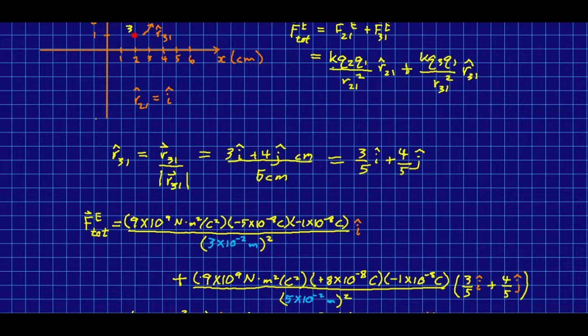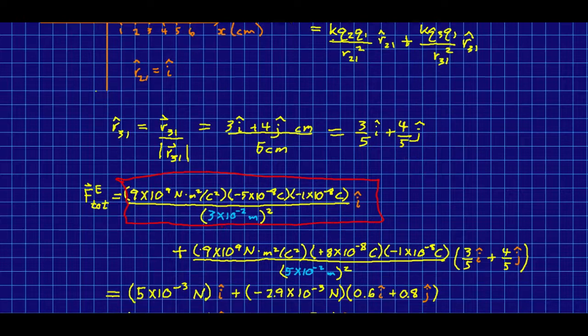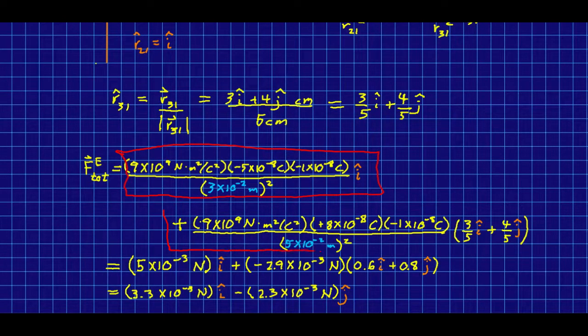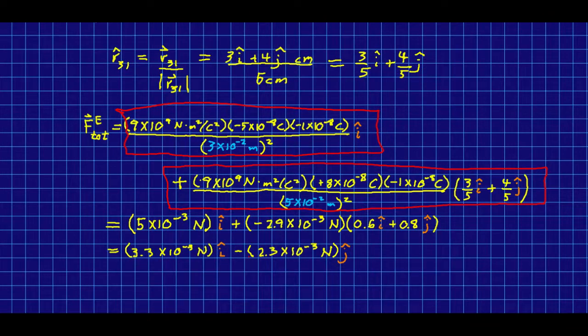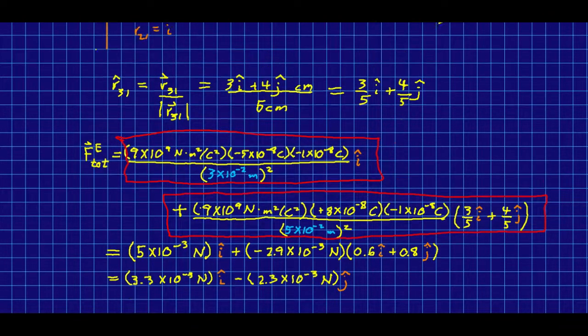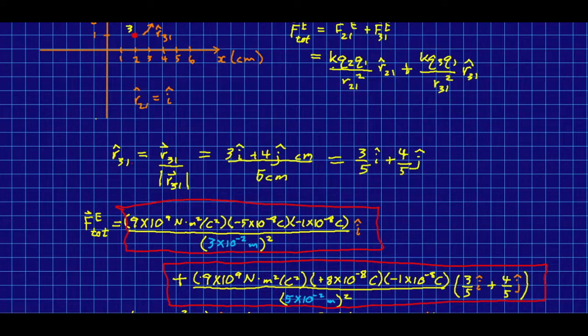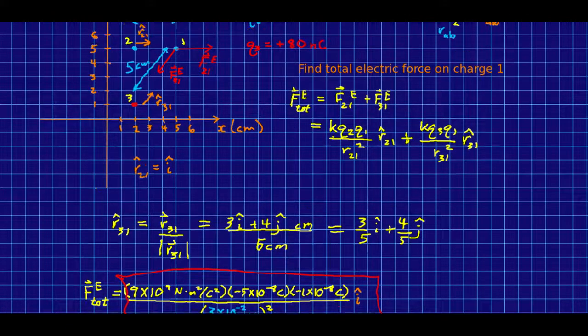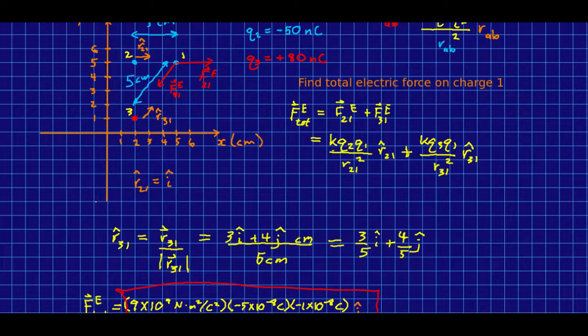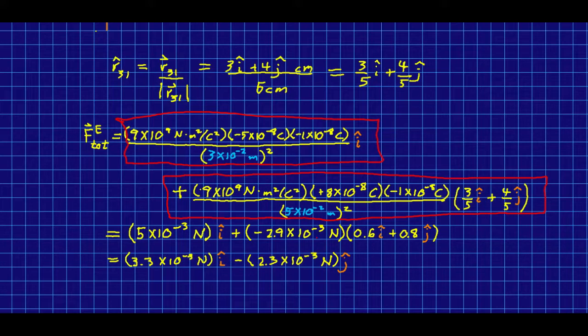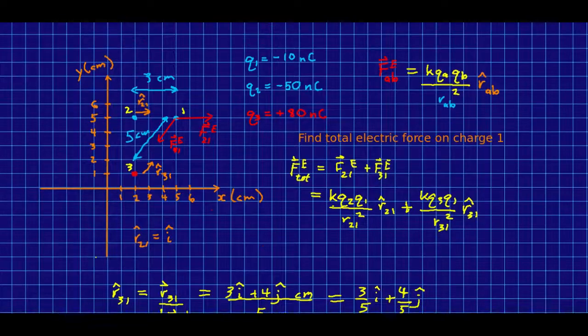And so this part here is the force that 2 is exerting on 1, and this part here is the force that 3 is exerting on 1. And so just plugging in the numbers, I get this, which simplifies slightly to this. And so the point is that calculating the unit vector is actually rather simple, because you can just write down a vector pointing from 3 to 1 very easily, and then divide it by its own magnitude to get the unit vector.